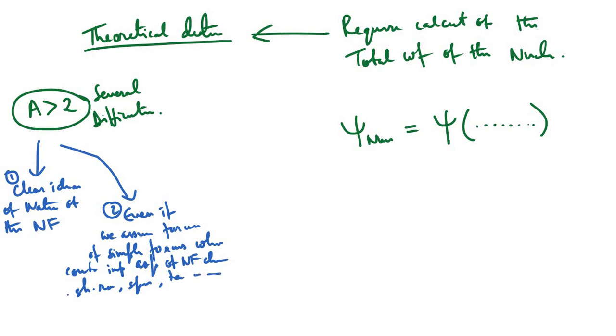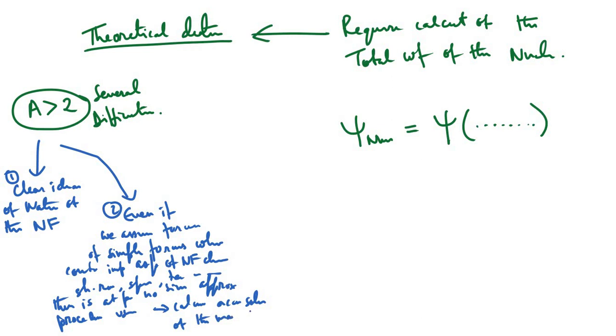Then you see there is at present no simple approximation procedure using which we can reasonably calculate accurate solutions of the many-body Schrödinger equation. You understand?